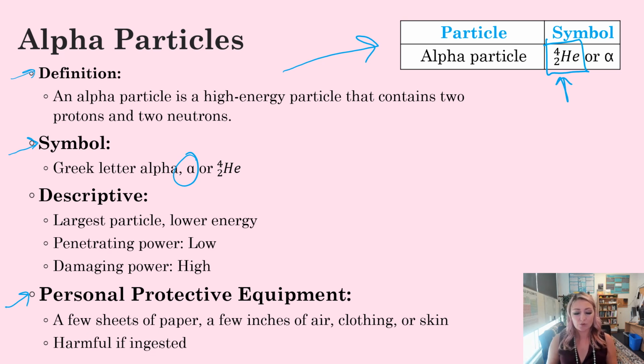When you're handling or around alpha particles or something that might emit alpha particles, a few sheets of paper will actually block these. Remember, the penetrating power of alpha particles is very low. A few inches of air will block these particles. Clothing, skin, those will all block the particles. Please don't eat alpha particles. They are harmful if ingested.